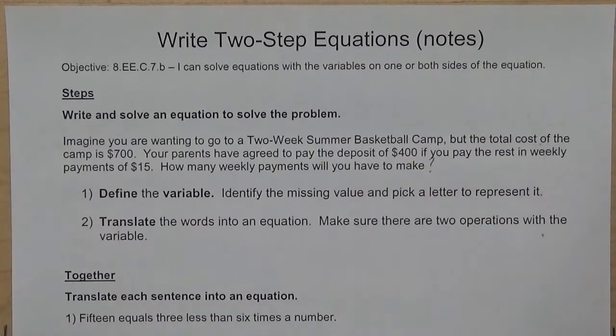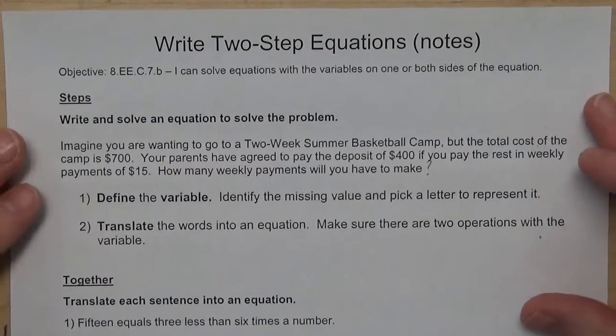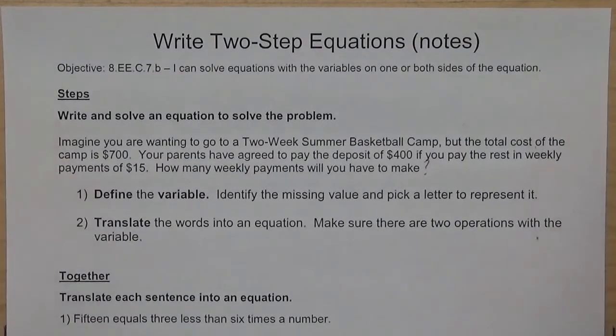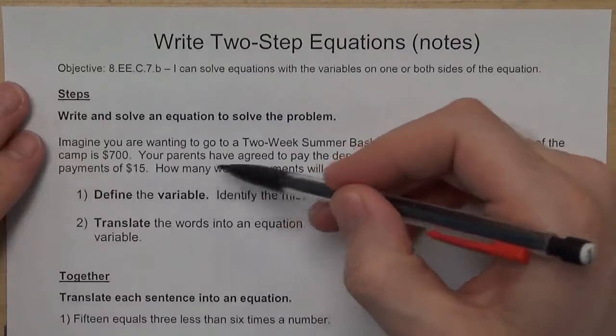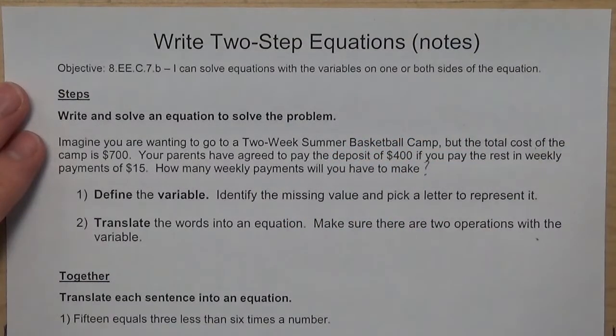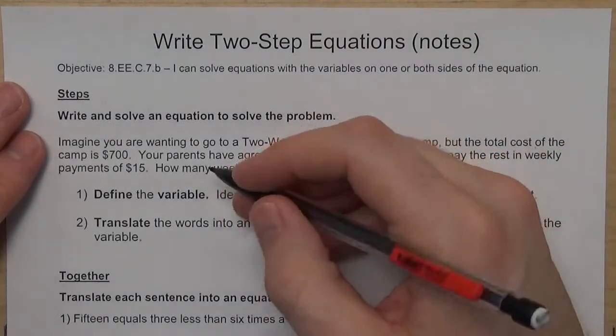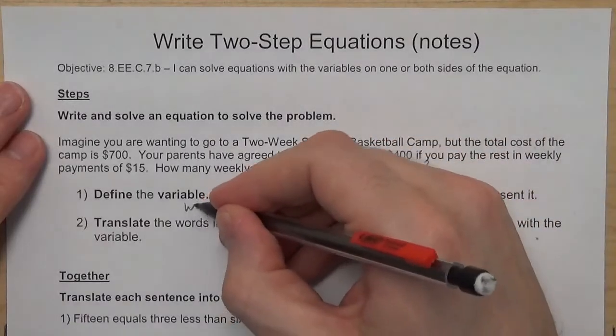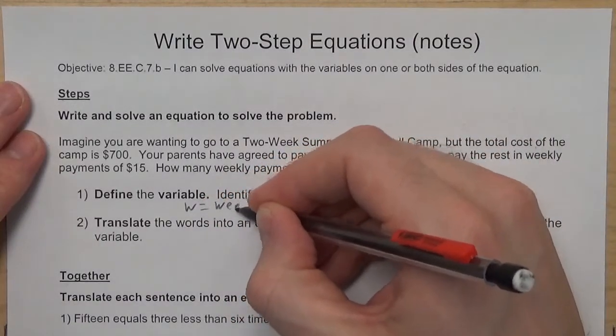So the first thing we're going to do today is define the variable. This isn't technically told we have to do this in the instructions, but it's still good for us to pick something to stand for the missing value here and to write what that stands for. So we might say, it says at the end here, how many weekly payments we have to make. Because it ends with that question, we know that that's going to be the thing we're looking for. So maybe we would say W equals weekly payments.